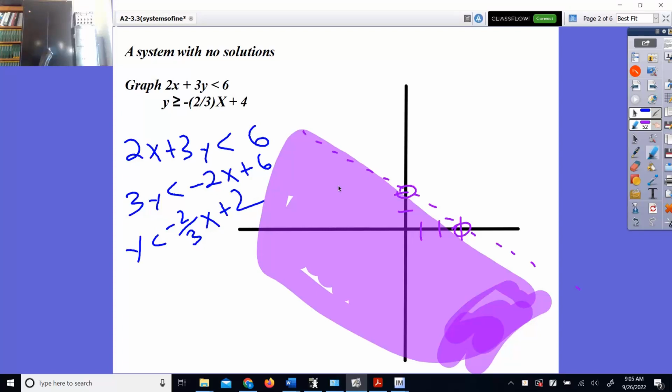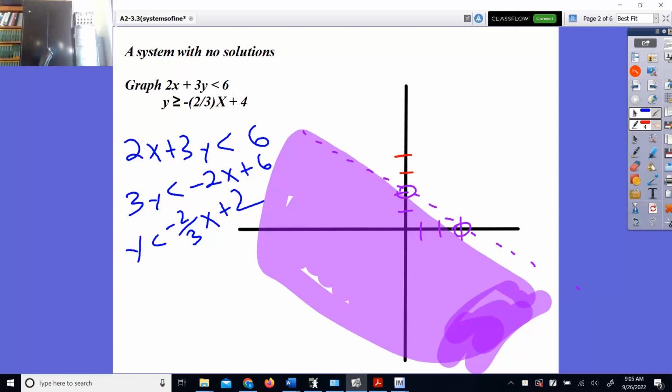Now, do we have to do all that fancy math on the next one? No. That's just straight up y equals mx plus b. Where's your first point going to be? That's where y is 4. The y-intercept of 4. (0, 4). Solid or open?